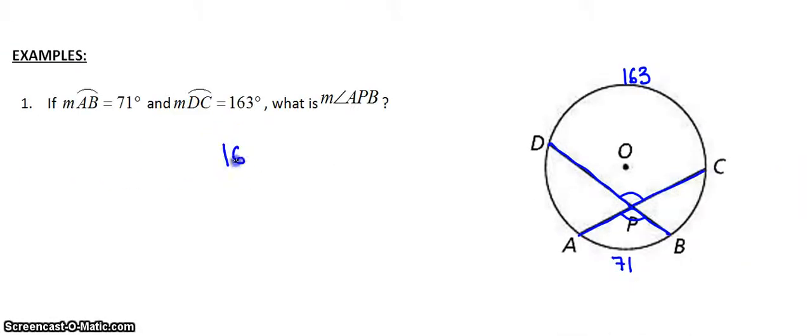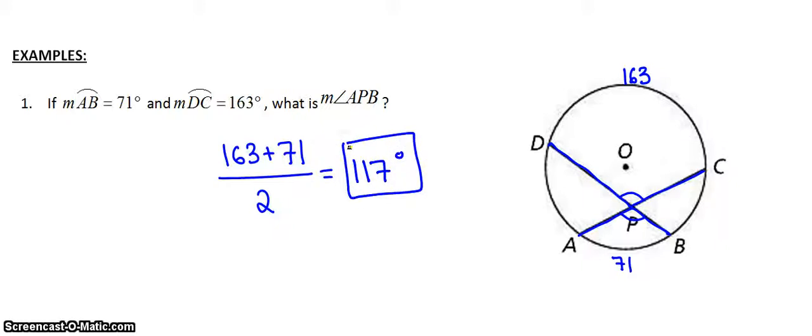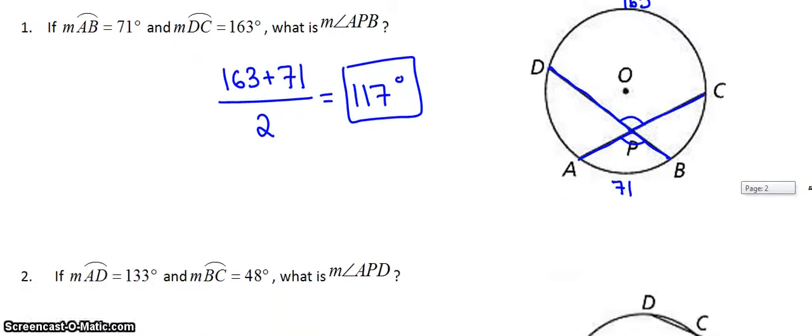So our two arcs are 163 plus 71, and you divide that by 2. Plug that in your calculator and see what you get. If you've done it correctly, you should get 117. And remember, we're talking about angles, so that's in degrees. You always have to label what you're talking about. Okay, so that's an example of how you find an inside secant angle.